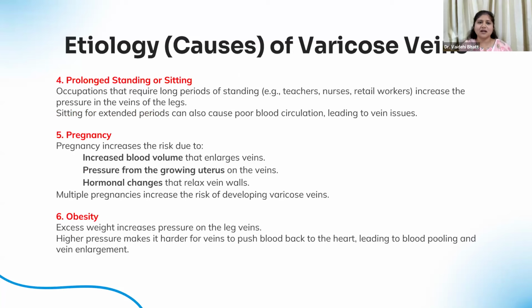Then prolonged standing or sitting will lead to stagnant or poor blood circulation, and the development of stagnancy will lead to venous issues. So persons with occupations like teachers, nurses, rail workers, police or traffic police, having continuous standing or sitting posture, are at the greatest risk. Then again pregnancy, with increased volume, pressure from the growing uterus, and hormonal changes. And all of this also contributes to the development of obesity.